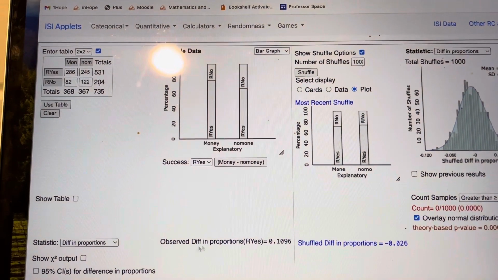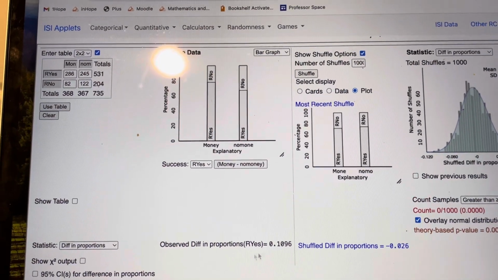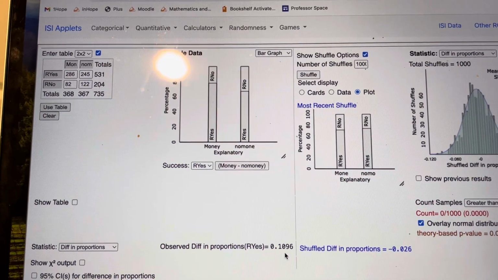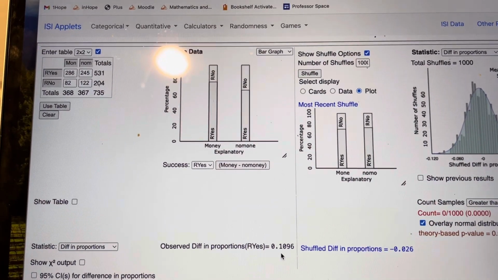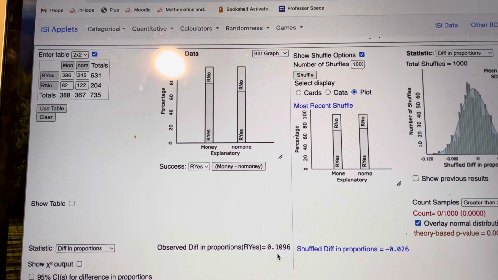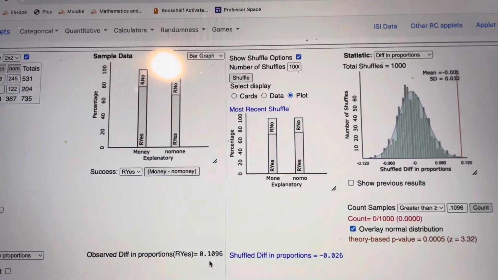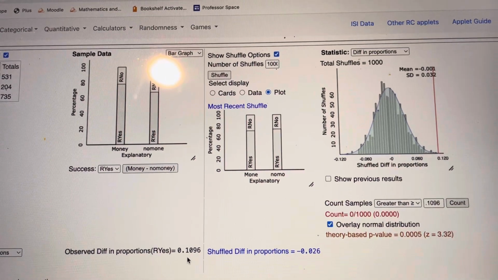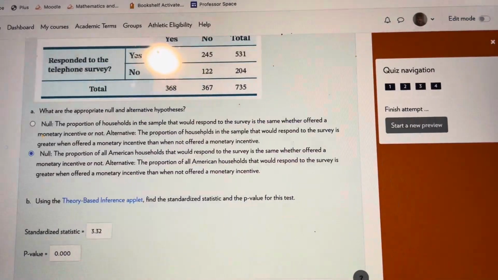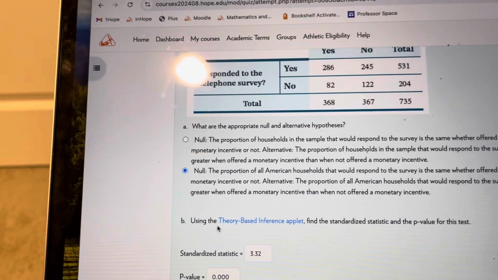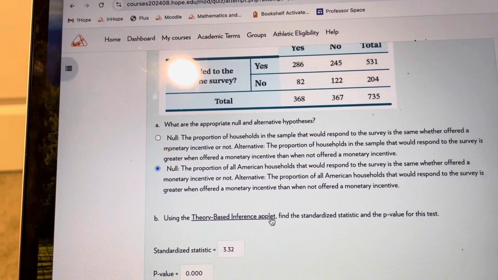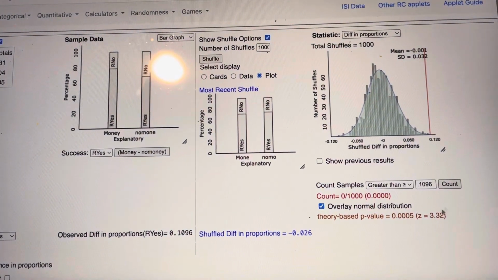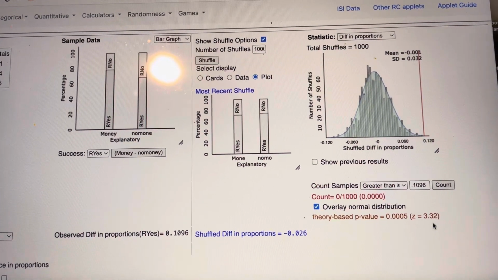And then we got our p hat, which is right here. That is our p hat difference. Okay, so that's our statistic. But that is not our standardized statistic. Our standardized statistic is a z-score, and in the instructions it says using the theory-based inference applet. Okay, so I'm back over here and I'm trying to get the theory-based, which is right there.